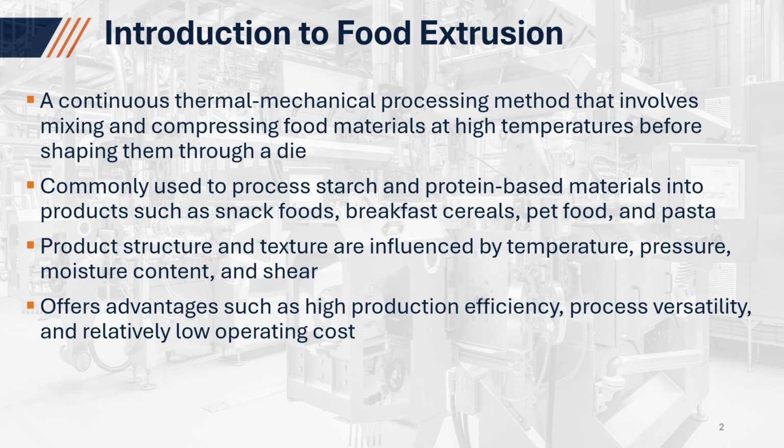Because extrusion can handle many different formulations and product types, it has become one of the most widely used processing methods in the food industry. Another important point is that the final product structure and texture are strongly influenced by the processing conditions such as temperature, pressure, moisture content, and shear. So extrusion is not just a shaping method. It is also a transformation process that changes the internal structure of the food. Overall, food extrusion is valuable because it offers high production efficiency, a lot of product versatility, and relatively low operating costs compared to performing these steps separately.